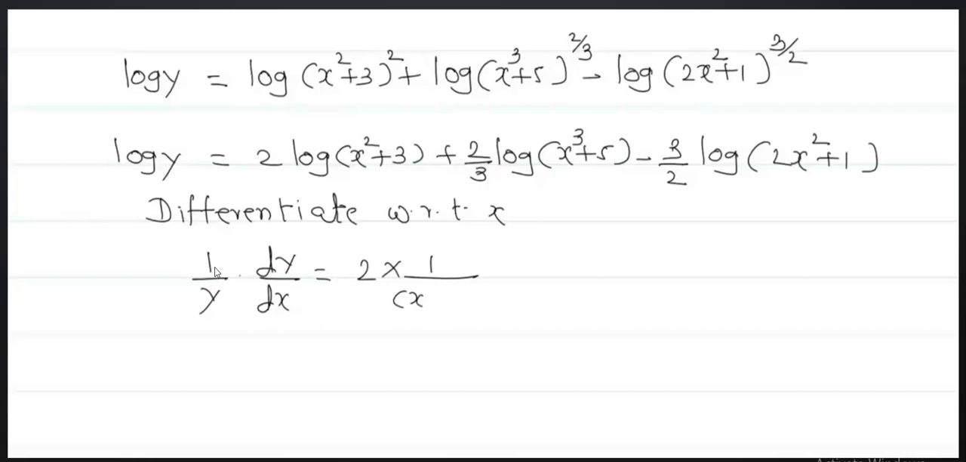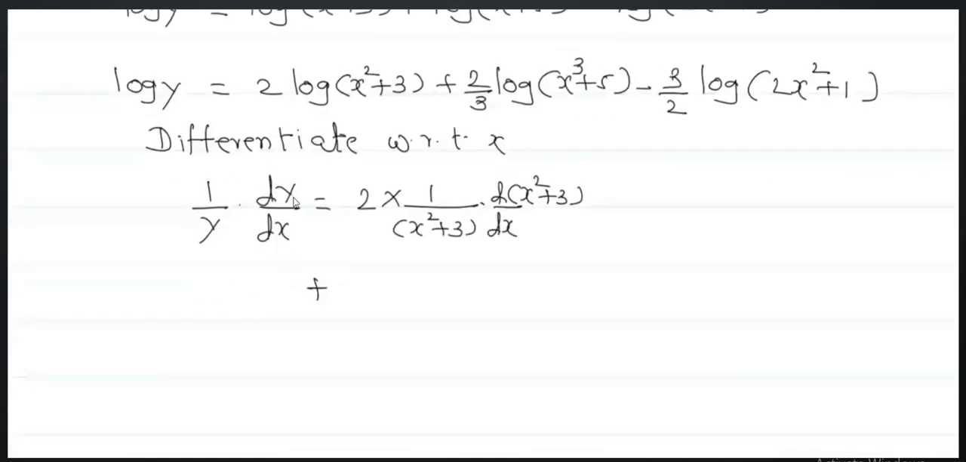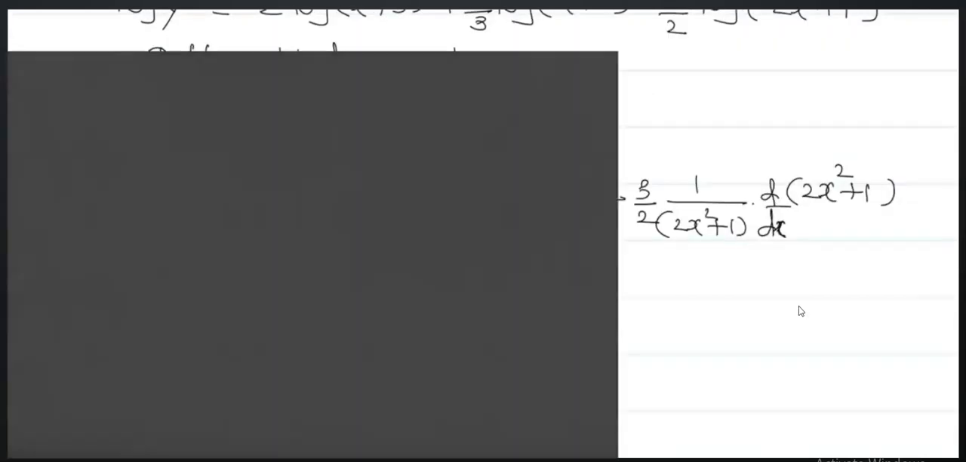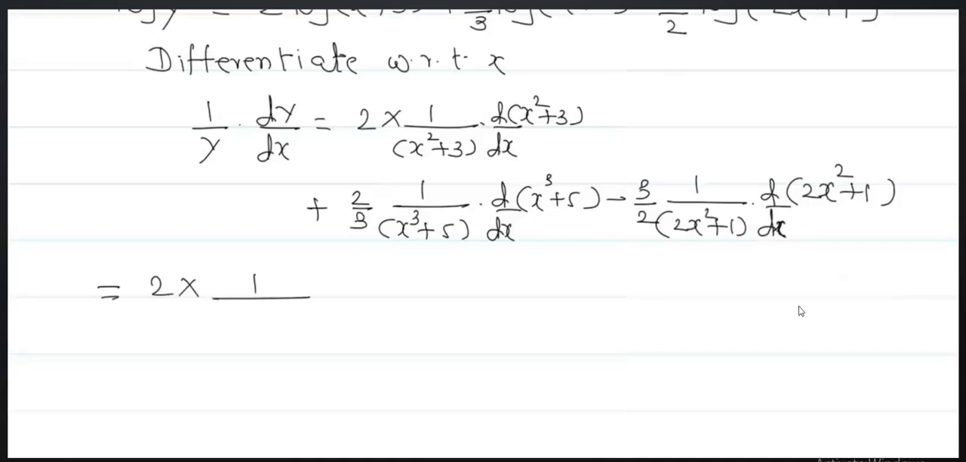Now the derivative: dy by dx, the derivative of log of y is 1 upon y into dy by dx. It is a composite. Log of x square plus 3, that is 1 upon x square plus 3 into d by dx of x square plus 3. Log of x cube plus 5, that is 1 upon x cube plus 5 into d by dx of x cube plus 5, times 2 by 3, into 1 upon 2x square plus 1 into d by dx of 2x square plus 1. That is 2 upon x square plus 3 and derivative of x square is 2x.